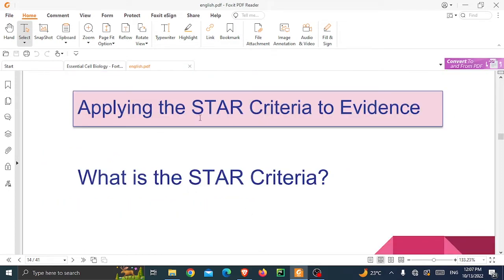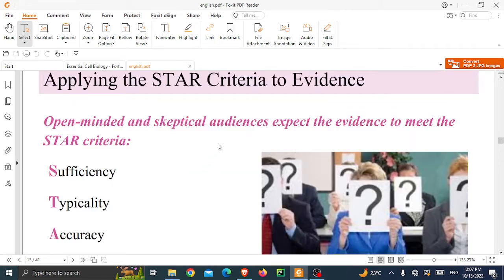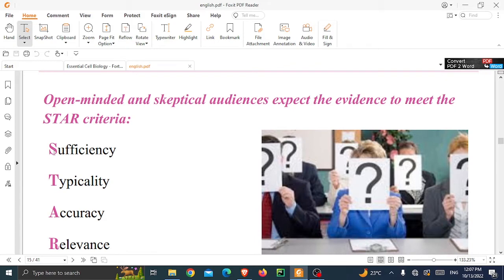We have something that the doctor talked about in detail in this lecture, but I'm going to go over it again, which is the STAR criteria. What is the STAR criteria? A lot of us might not know what the STAR criteria is, but a lot of us as readers or listeners expect the STAR criteria without even noticing it. STAR criteria is a short word for sufficiency, which means enough evidence is proposed.